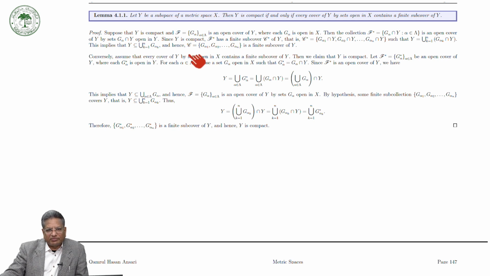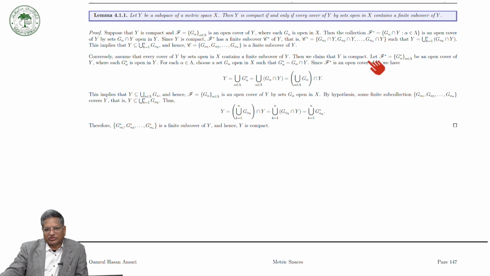Okay, so what have we done? We have taken that this is a finite subcover of Y, and these are the elements of what? They are open sets in X. So every open cover by sets open in X contains a finite subcover. Now for the converse, assume that every cover of Y by sets open in X contains a finite subcover of Y.